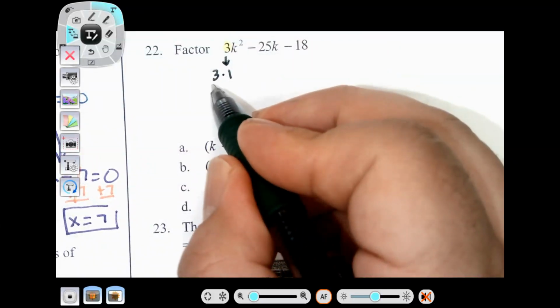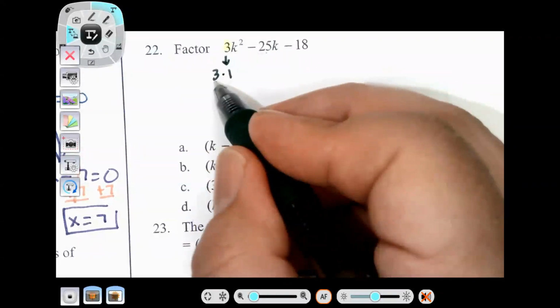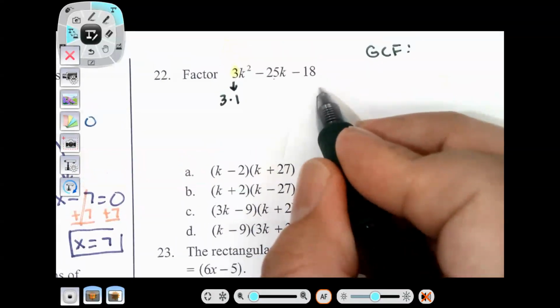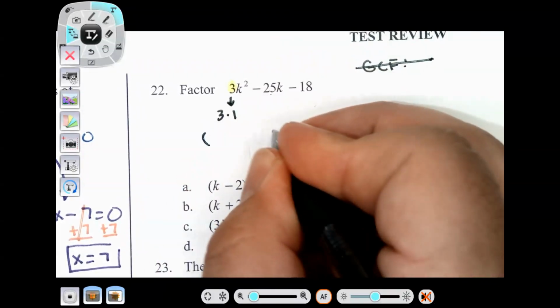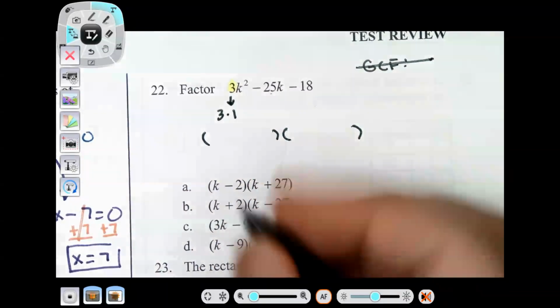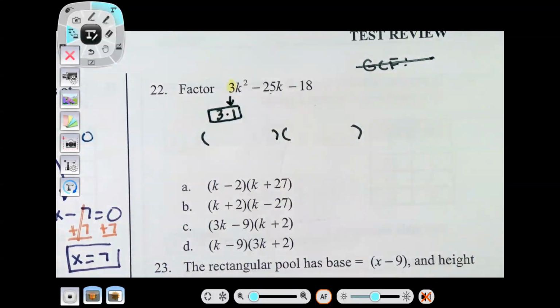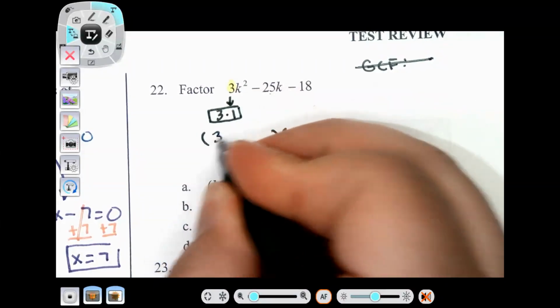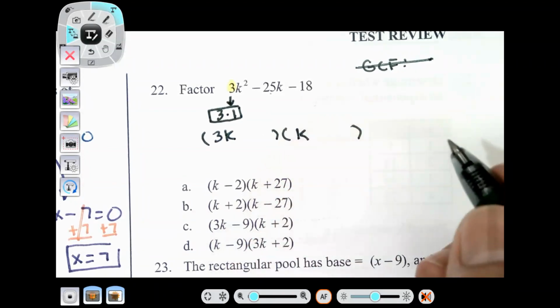The only number there is 3. Can 25 be divided by 3? The answer is no. This has a letter, this has a letter, this one doesn't. Then there is no GCF. All right, I'm going to go right into my parentheses then. Now, because this time I only have one option, that does make it easier. When I only have one option, that 3k squared is 3k and 1k. I'm just going to put k.